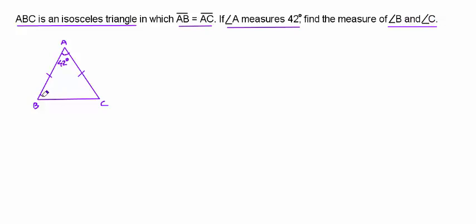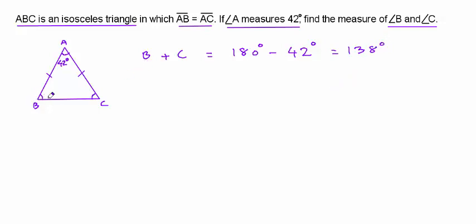So we need to find the measure of angle B and angle C, given that they are equal because they are the angles opposite the equal sides in an isosceles triangle. Now the sum of all three angles in a triangle is 180 degrees. So B plus C taken together is equal to 180 degrees minus angle A, which is 42 degrees, and that is equal to 138 degrees.